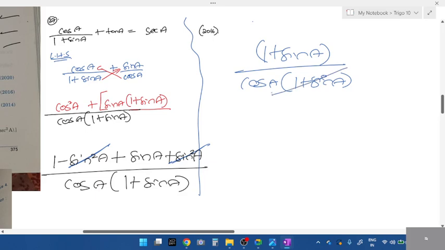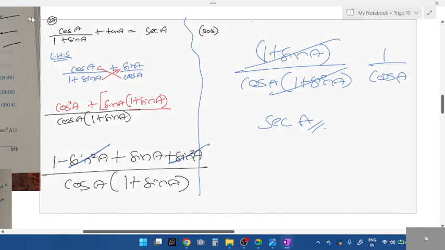Look how simple this is. This gets cancelled. You have 1 by cos A left. 1 by cos A, sec A. Correct, Amy. This is how you have to do it. 2016. So still, if you wait for me to solve, student, if you're just copying, it's of no use. We have done at least, I think, 25 to 30 questions.